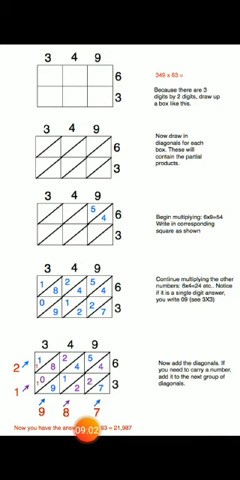Now in the fifth step, add the diagonals. If you need to carry a number, add it to the next group of diagonal. How will we add them? Like in the first diagonal, only 7 is there, so you will write 7. And in the second diagonal, 2 plus 2 plus 4 is there, add all 3 numbers, which will give 8.